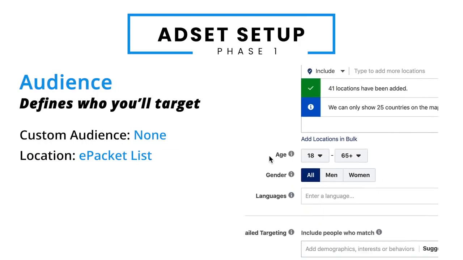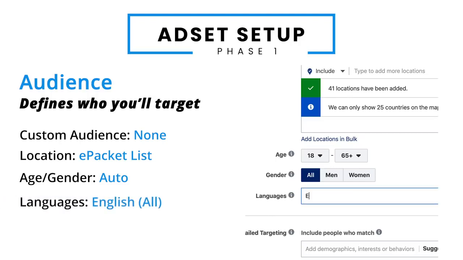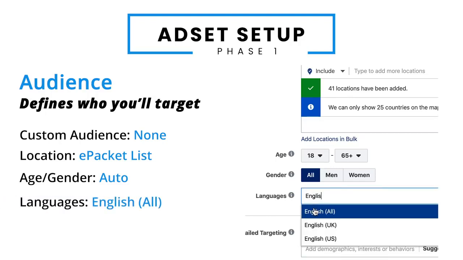Next, you get the options to select age range and gender. We highly recommend that you leave both of these as is and give Facebook the chance to test a whole range of ages and genders. Unless your product is absolutely designed for either males or females, you should give Facebook a chance to find the perfect audience for you. For languages, you should set it to English all, unless your advertisement and website are in another language.